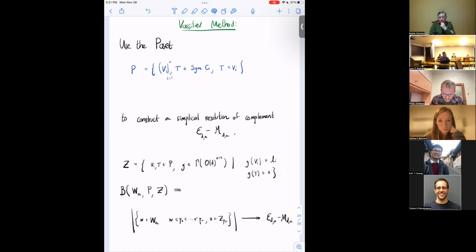So the fiber over VIT is the set of all G such that G of VI is contained in LI and G of T is contained in zero. And then you form a bar construction from this poset, a semi-simplicial complex of chains, and you use that to resolve the complement.